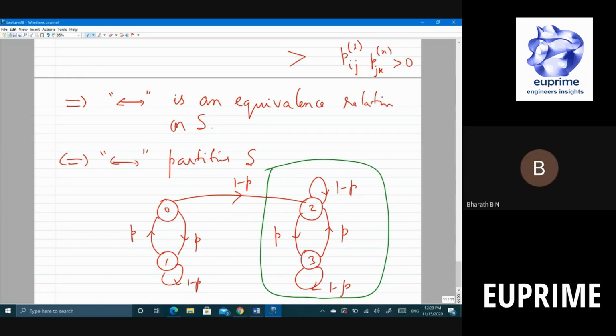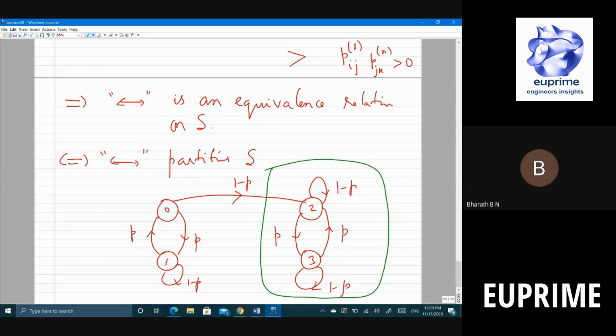0 doesn't communicate with 2, right? Because the moment you go from 0 to 2, yes, there is a probability 1 minus p, but you cannot come from 2 to 0. So 0 and 2 do not communicate with each other. So that means there will be an equivalence relation within classes in S.